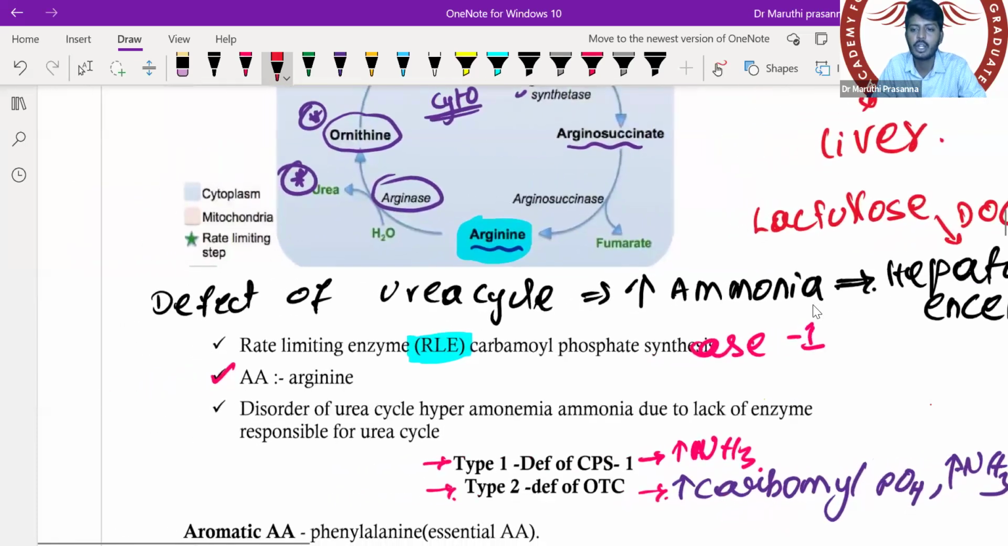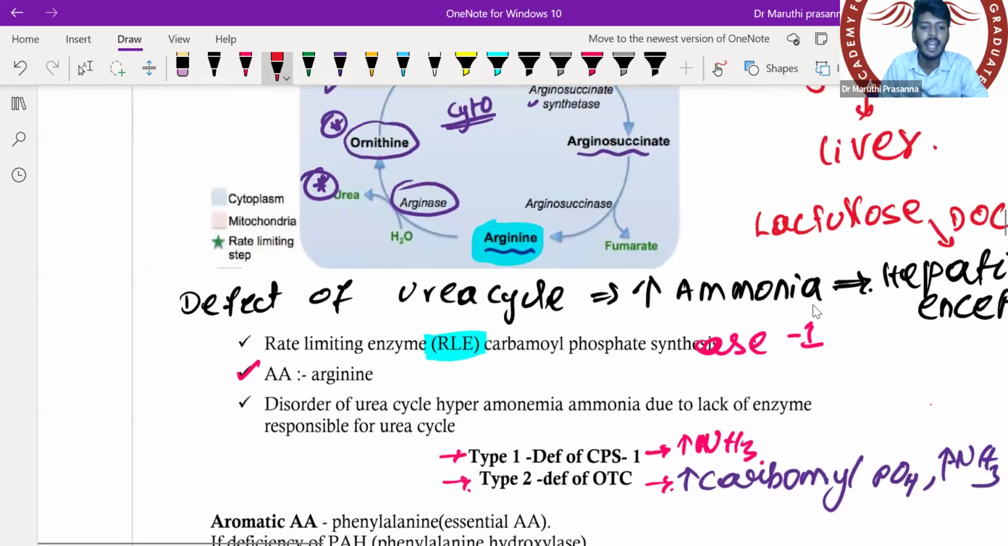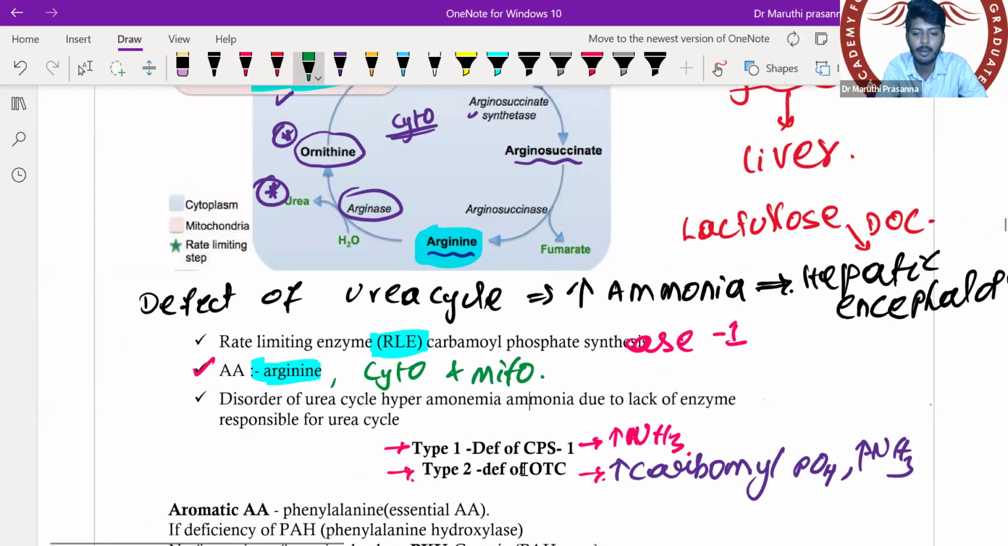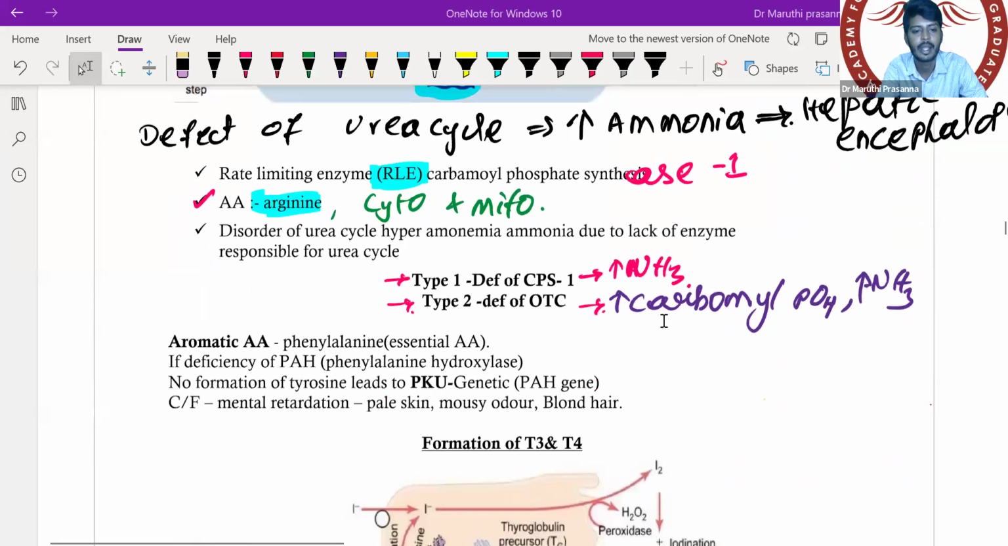Now they'll ask you one more question. Urea is synthesized from which amino acid? Urea is synthesized from one amino acid called arginine. And most importantly, where does the urea cycle occur? The urea cycle occurs in both cytoplasm and mitochondria. These are important questions which will come from the urea cycle.